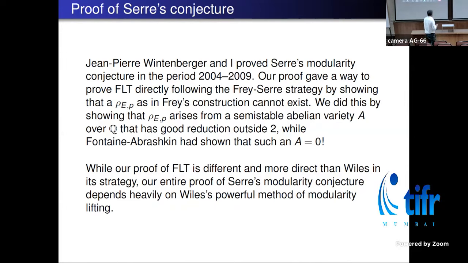One of the key steps in our proof of Serre's conjecture is to prove such statements. On the other hand, Fontaine had shown that such an abelian variety did not exist. So this was a different way of presenting the proof of Fermat's last theorem. It doesn't directly use modular forms, but the entire proof really depends upon Wiles's breakthrough work on modularity of elliptic curves. But it's a rearranged proof, and this lifting statement was a key step in our proof of Serre's conjecture.